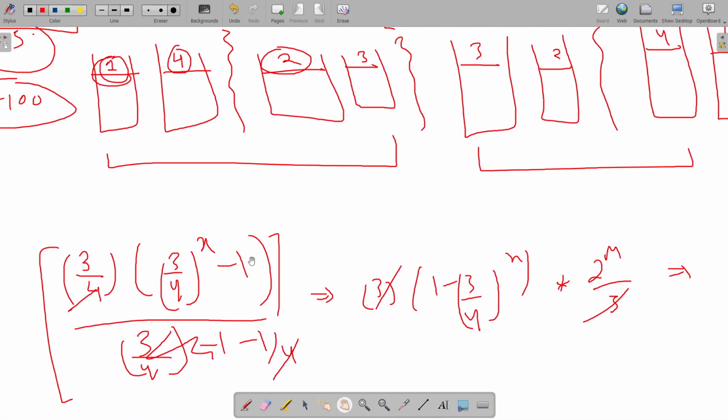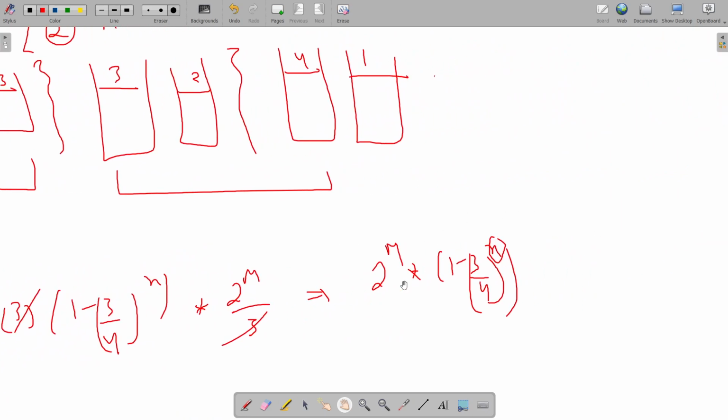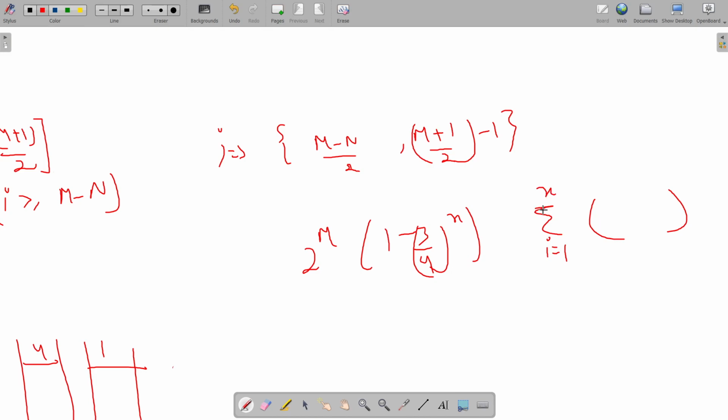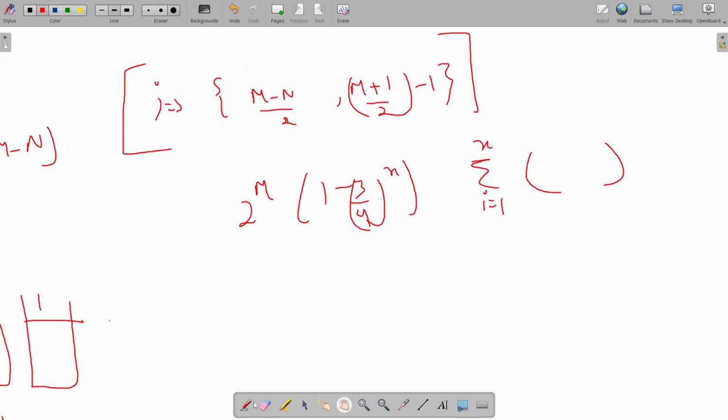Okay. So we had this series, right? The series sum was something like this. So this sum was for I, this formula, let me write it, 2 to the power m into 1 minus 3 by 4 to the power x, right? This was the summation of whatever we had in the inner term for I equals 1 to x. But here the I lies in this range. It doesn't lie in 1 to x. So you can just do whatever you do for prefix sums, right?